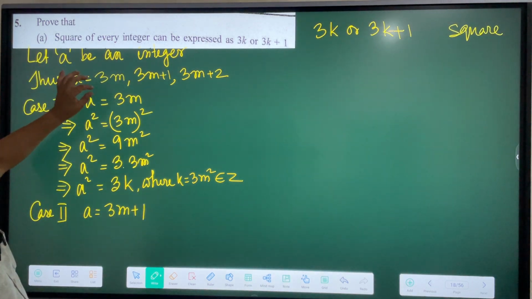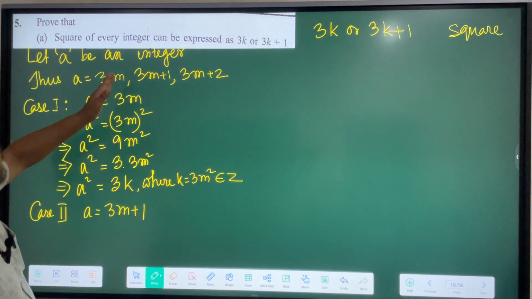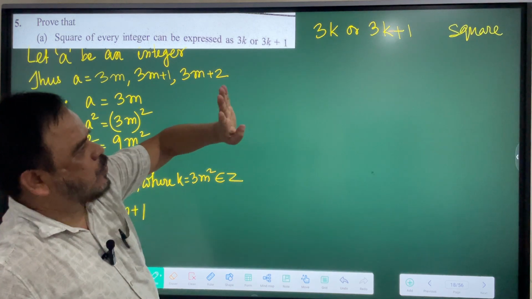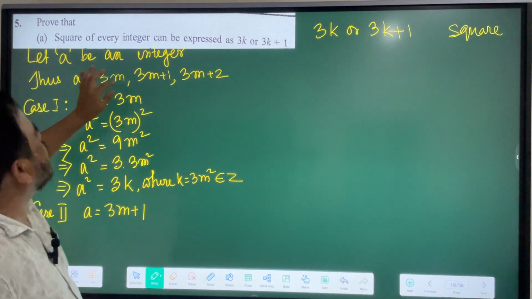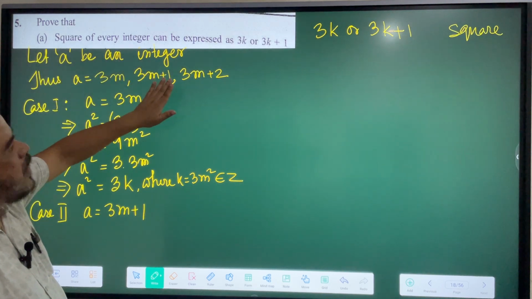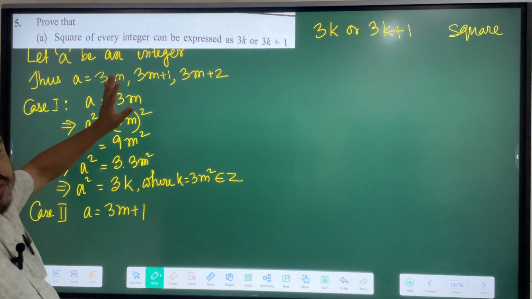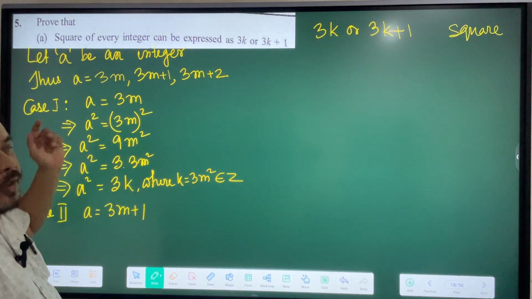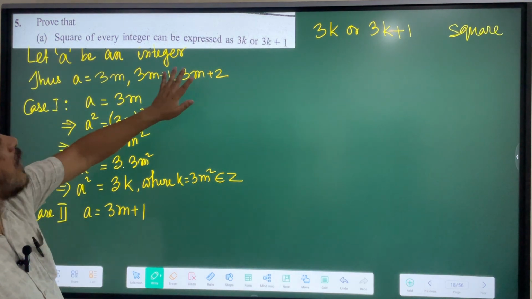So a equals 3m, 3m plus 1, 3m plus 2. Because it is 3 here in the question, 3k or 3k plus 1, we have taken this. If it were 2k or 2k plus 1, then you could have written 2m. This type of sum we already did in exercise 3.2, so I don't want to explain again. You can go back to exercise 3.2. So a equals 3m, 3m plus 1, 3m plus 2.